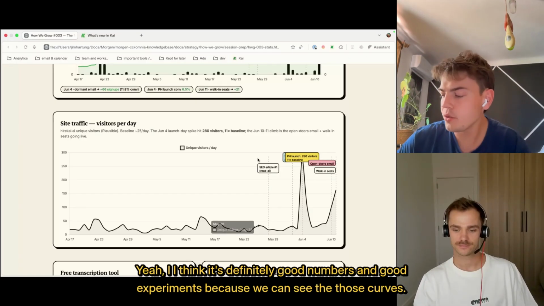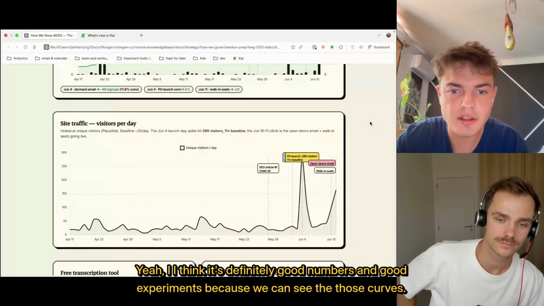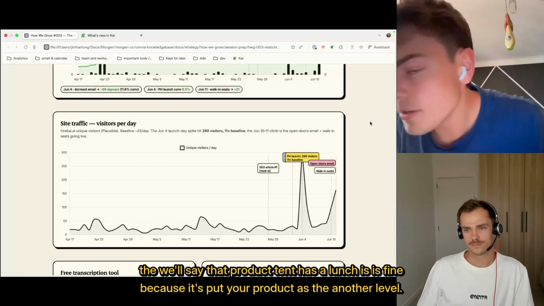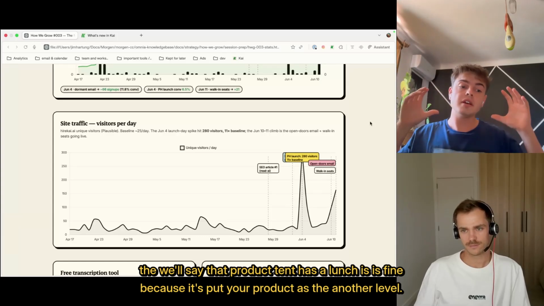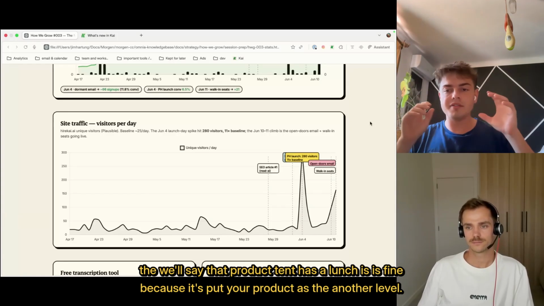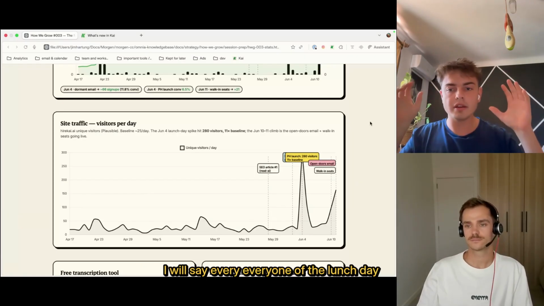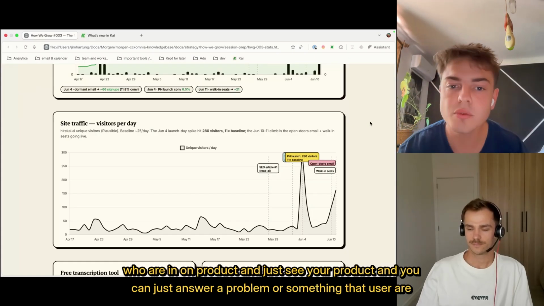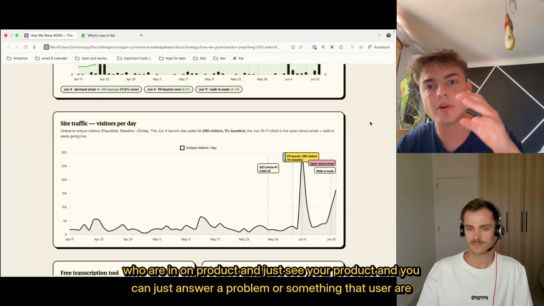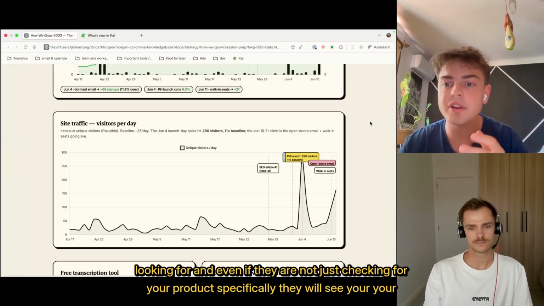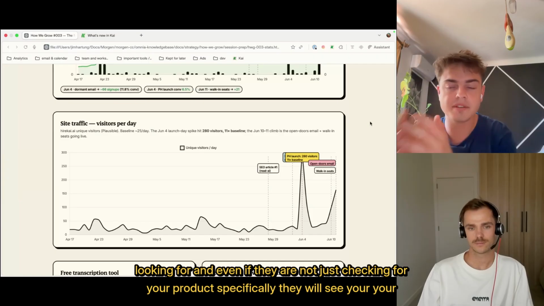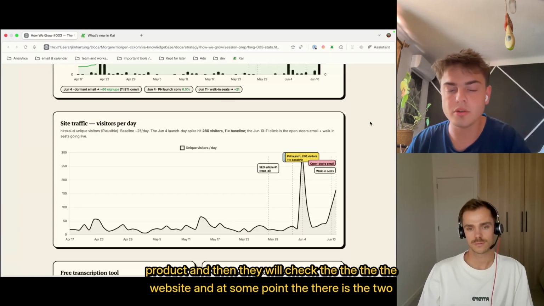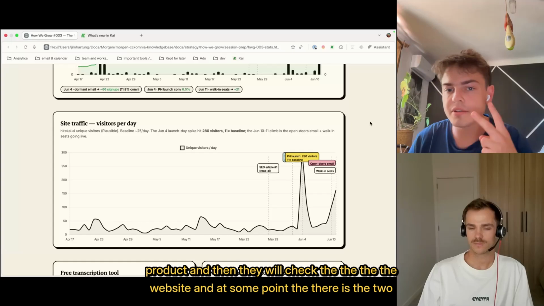I think it's definitely good numbers and a good experiment, because we can see those curves. Product Hunt as a launch is fine because it puts your product at another level. I will say everyone on Product Hunt on launch day just sees your product, and you can answer a problem or something that users are looking for. And even if they are not checking for your product specifically, they will see your product, and then they will check the website. And at some point, there are two different things here.